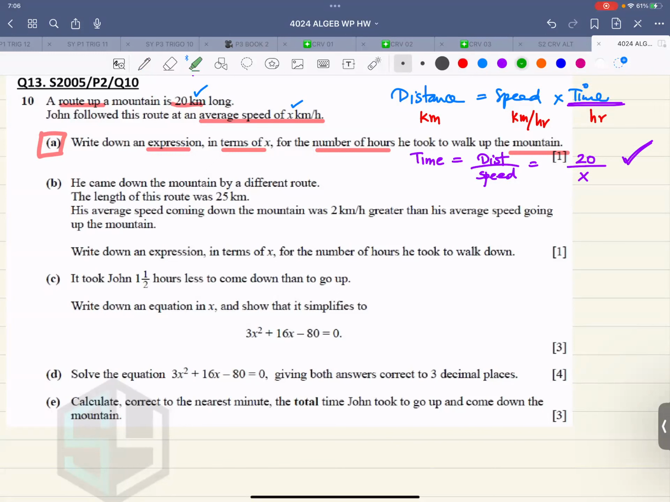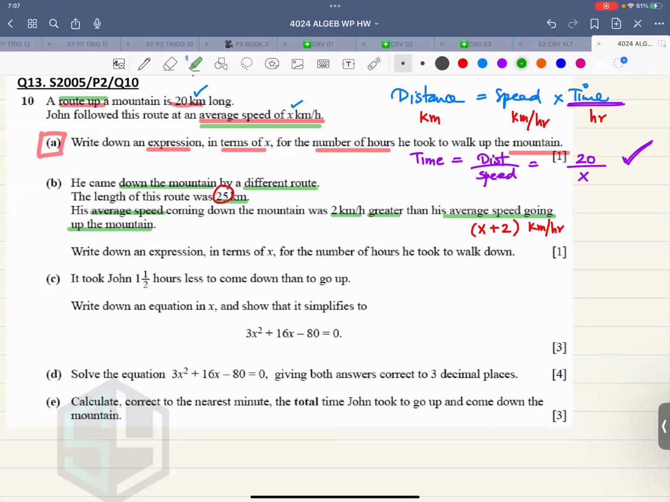Now, the next part says, he came down the mountain. First, he was going up. Now, he is coming down the mountain by a different route. The length of this route was 25 kilometers. His average speed coming down the mountain was 2 kilometers per hour greater than his average speed going up the mountain. Now, this is the average speed going up the mountain. The very first thing that I should write down is that on the way down, his speed is X plus 2 kilometers per hour. The distance is 25 kilometers.